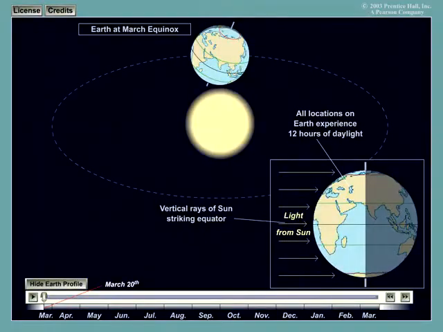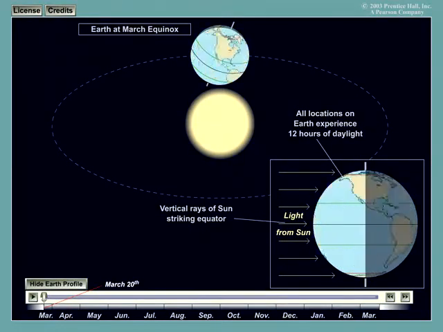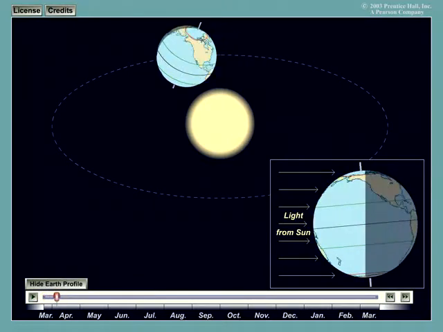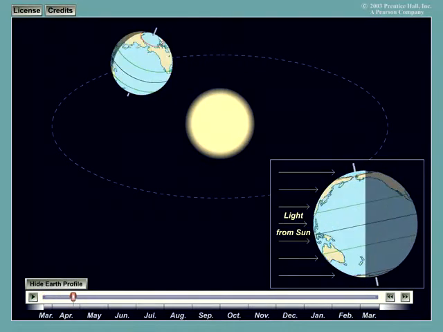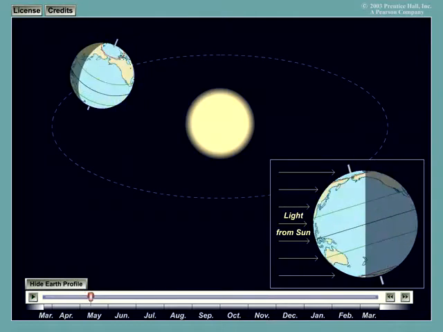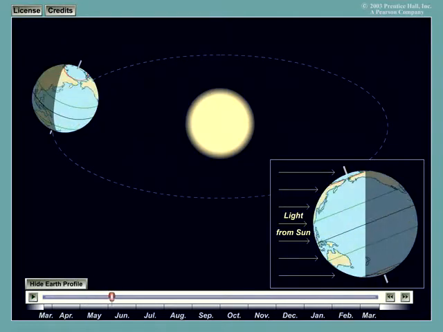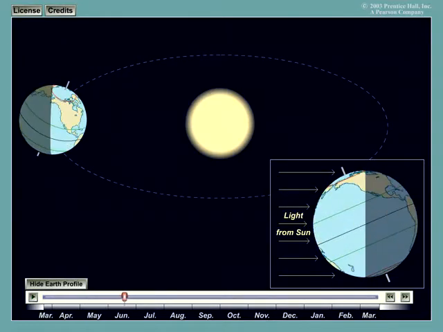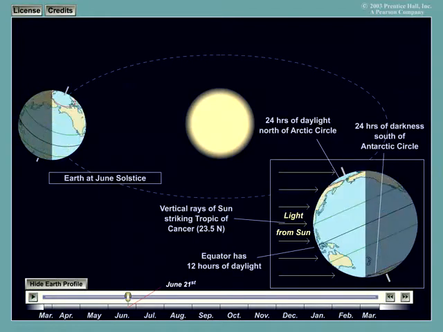Here is another illustration that will help you understand what is happening. We are at the March equinox, and you see that all locations on Earth experience 12 hours of daylight. The vertical sun's rays are striking the equator. Notice that as we are moving towards summer, more of the northern hemisphere is covered by daylight, meaning we have longer days, shorter nights. This is our situation in June during the summer solstice.